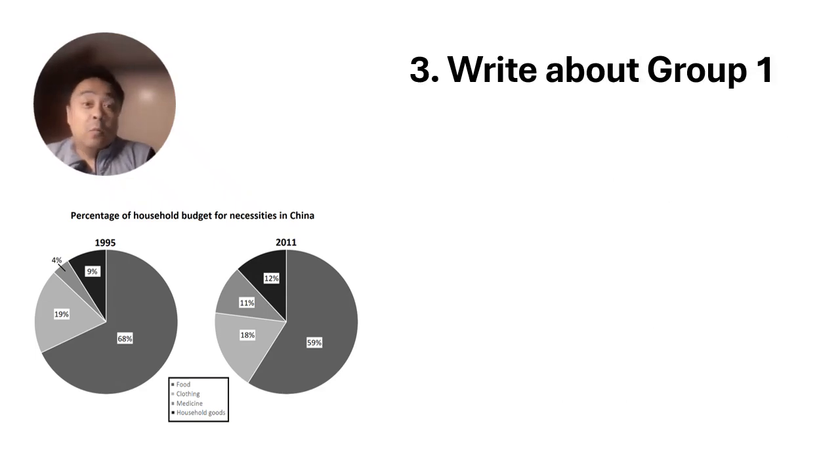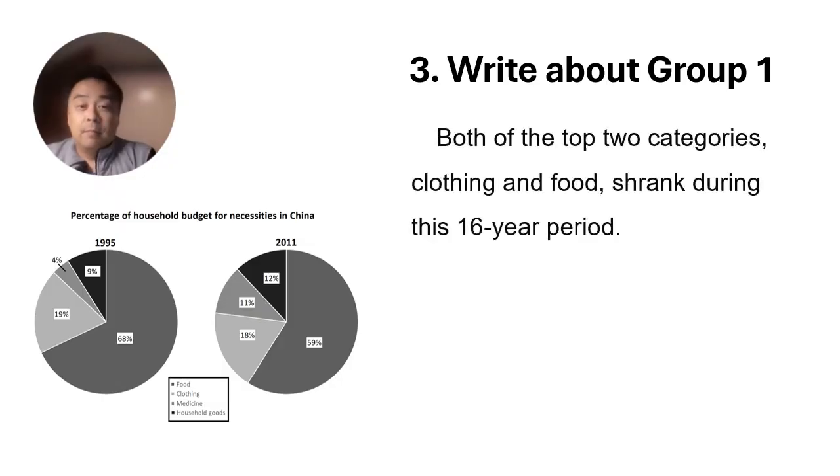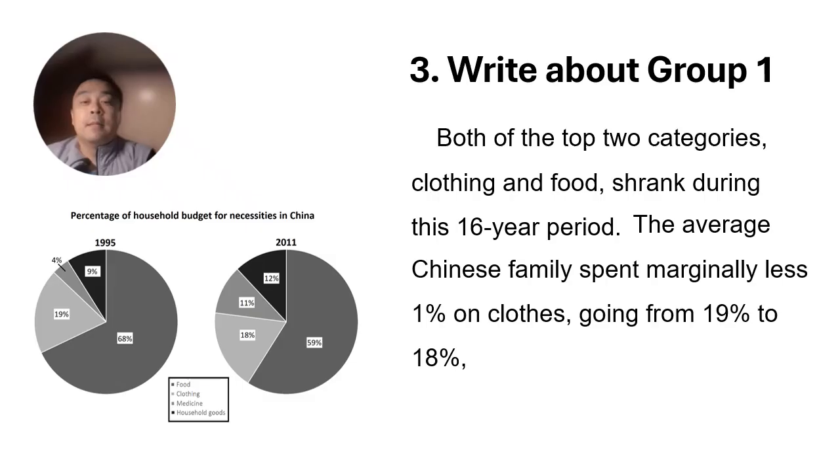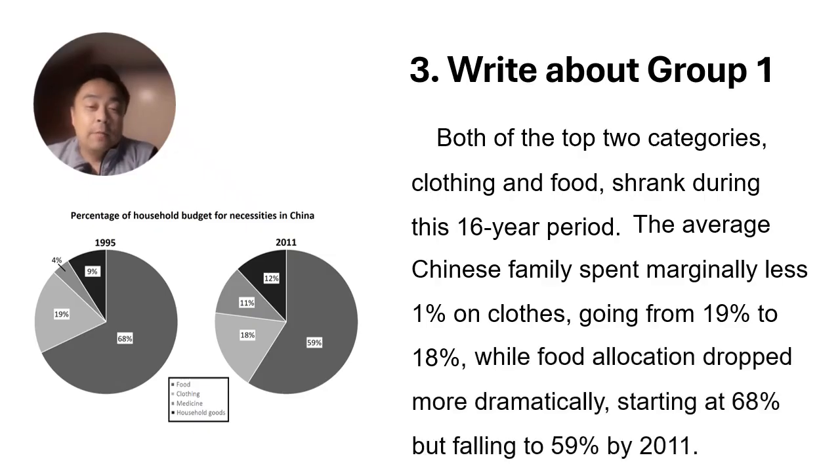So now we get to the body paragraph. Both of the top two categories, clothing and food, shrank during the 16-year period. So here we were talking about food and clothing, where we saw a drop. The average Chinese family spent marginally less than 1% on clothes, or 1% less on clothes, going from 19% to 18%, while food allocation dropped more dramatically, starting at 68%, but falling to 59% by 2011.